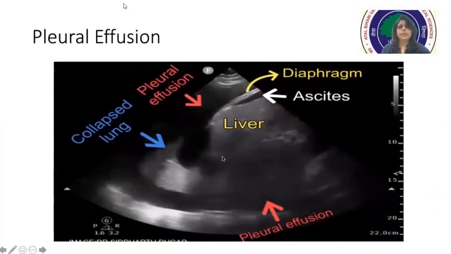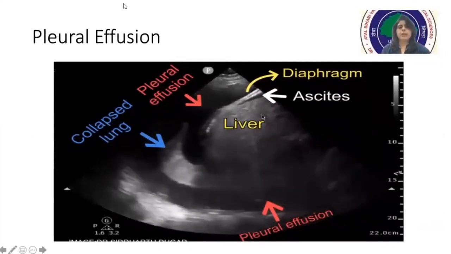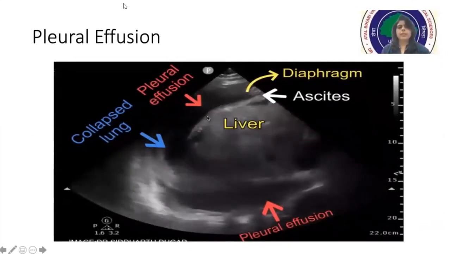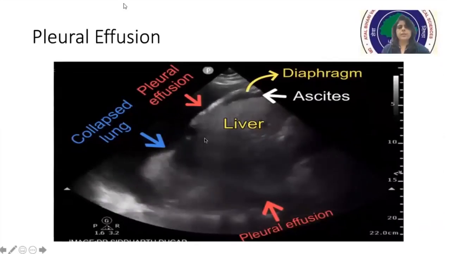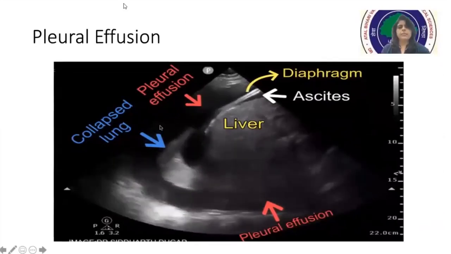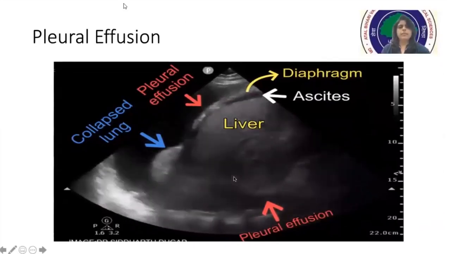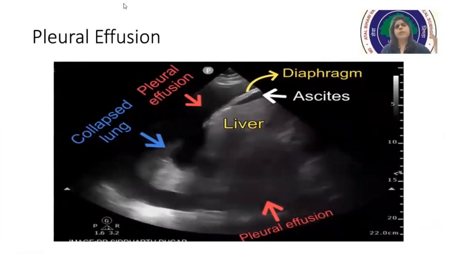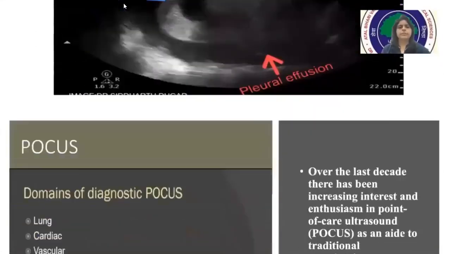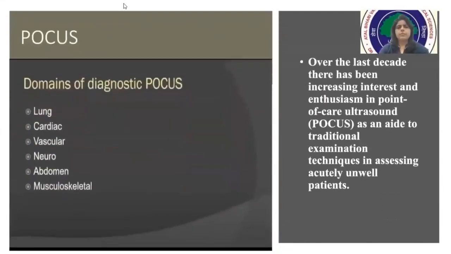Here you can see this is fast scanning of right upper quadrant. This is liver. This is diaphragm. This is the collapsed lung. The anechoic area fully is pleural effusion. So you can even identify pleural effusion, which in case of trauma will be most likely pneumothorax.